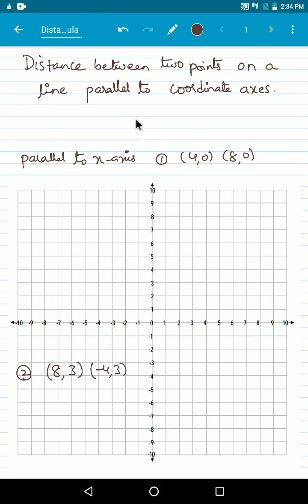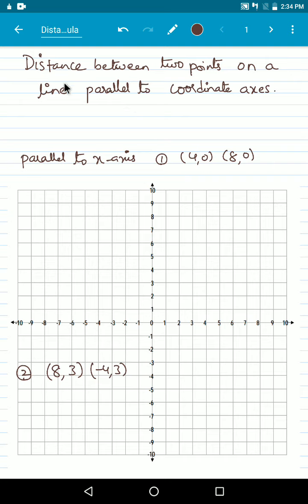Hi students. In this video we will learn everything about the distance formula, its derivation and the applications of the distance formula. How can we use the distance formula to solve different types of problems? This will be a very lengthy video, but just hang around and watch the whole video. You will not have any doubts in the distance concept.